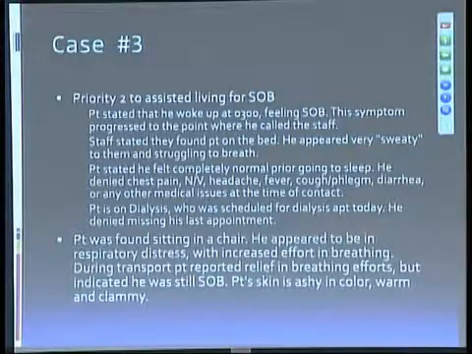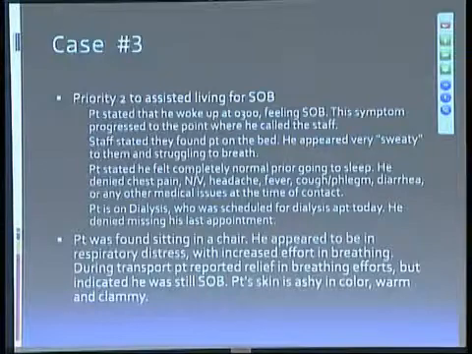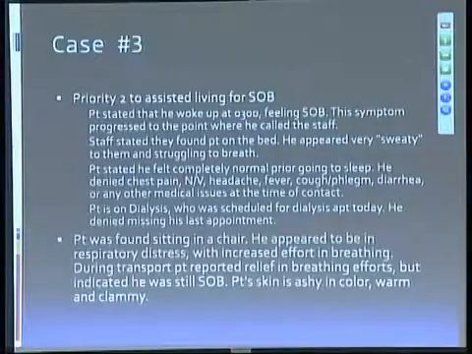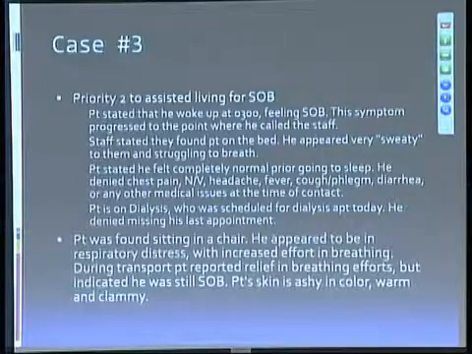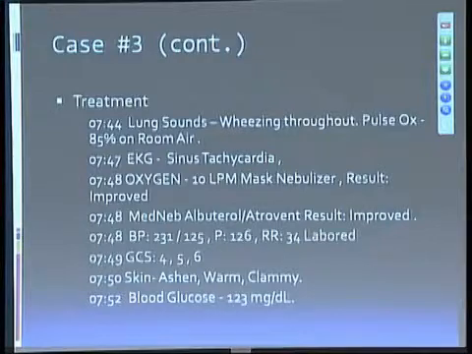You're there. He didn't miss his last appointment. Sitting in a chair, appeared to be in respiratory distress, with effort in breathing. He had relief with the treatment. Still short of breath. Skin is ashen color, warm and clammy. Wheezing throughout. Pulse ox 85% on room air. EKG sinus tach. Oxygen given. He gets improved O2. Med-neb albuterol Atrovent improves a little bit.